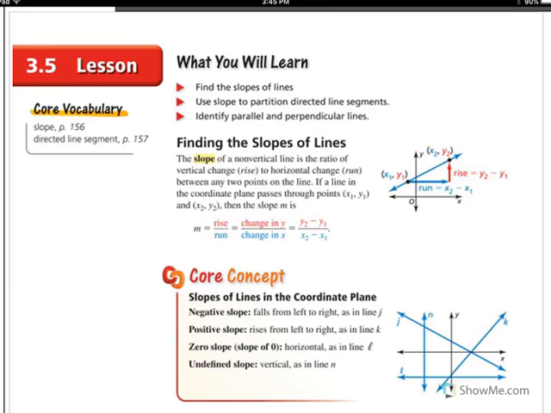Okay, today we're talking about 3.5, finding slopes of lines. This should be just a quick review from algebra. If we talk about the slope of the line, I usually like to think of a guy that's walking up our line, and if he's walking up the hill, that's a positive slope.